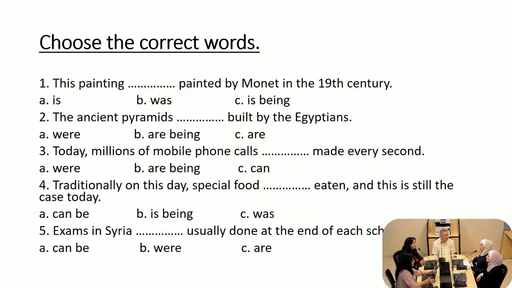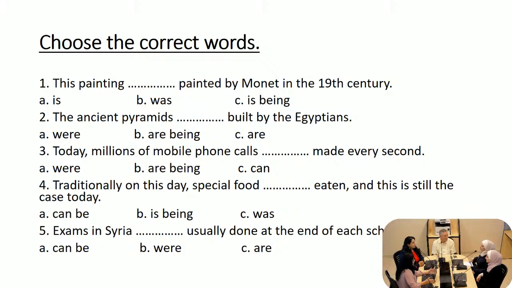Now, dear student, if you look at the end of this sentence, you can see the 19th century. This indicates past, so we cannot use is or is being. It is definitely was. So in the exam, please try to understand the tense of the sentence, and according to the tense of the sentence, you can decide which A, B, or C you have to choose.